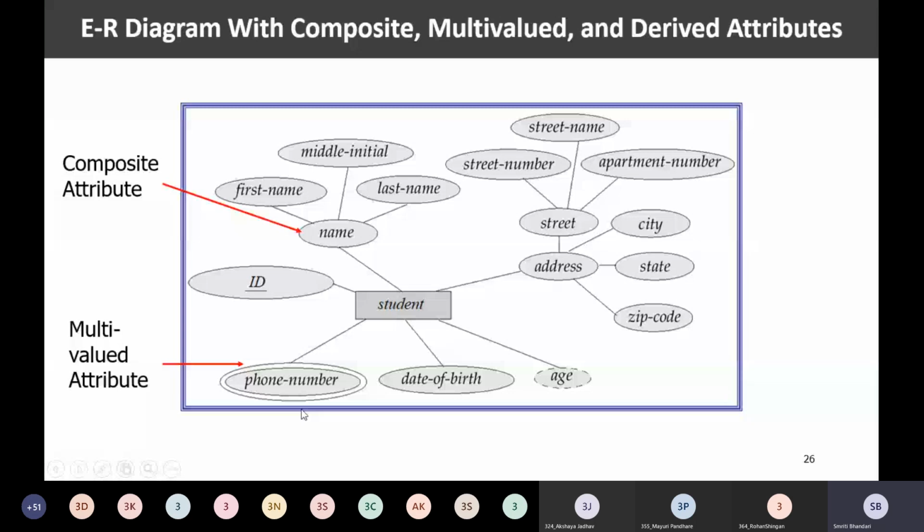Now ID is the primary key for the student, so it is underlined. We have address. Once again, address is denoted as a composite attribute. So address has four parts: street, city, state and zip code or postal code. Once again, street is represented as a composite attribute. So street is divided into three parts: street number, street name and apartment number. Now, we have here one more attribute, date of birth.